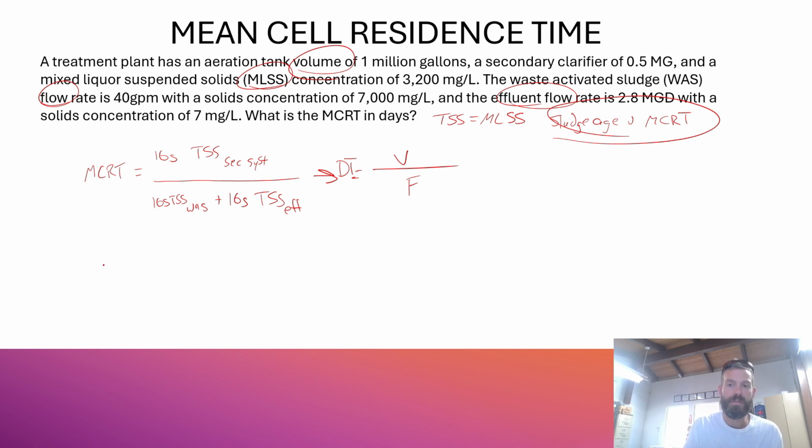So let's plug our values in and figure out this math problem. MCRT equals pounds of TSS in the secondary system. Now, the State of California conversion sheet, which I'm not a big fan of, would have you do 2 pounds formulas up here: pounds in aeration plus pounds in the secondary clarifier. But you do not need to do that. All you need to do is take your aeration volume plus your secondary clarifier volume and add them together, because the MLSS concentration is the same. If you were to take the sludge blanket at the bottom of the clarifier and stir it up, mix it up, it would be 3,200 milligrams per liter.